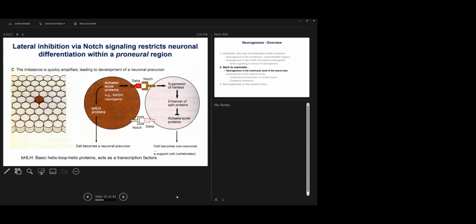This is shown here, the same thing. You have reduced expression of Delta in the other cell because of this pathway, and Achaete-Scute protein actually expresses the bHLH transcription factor, which becomes the neuronal precursor, the neuroblast. So because of expression of a transcription factor, one cell becomes a neuroblast and expresses more Delta, and the other cell becomes a non-neuronal cell because of expression of less Delta. This is how the neuroblast forms in Drosophila, and you have generation of neurons in Drosophila.